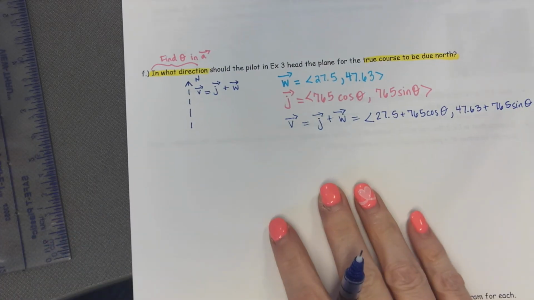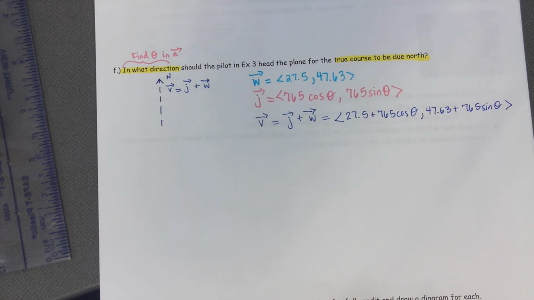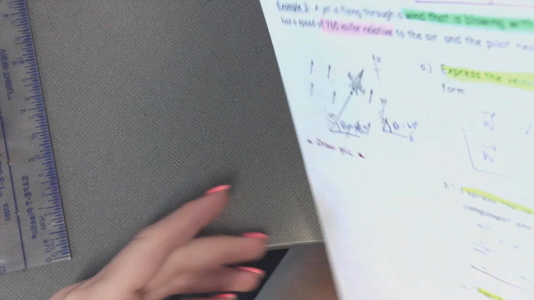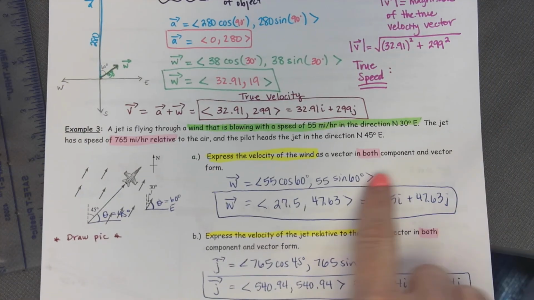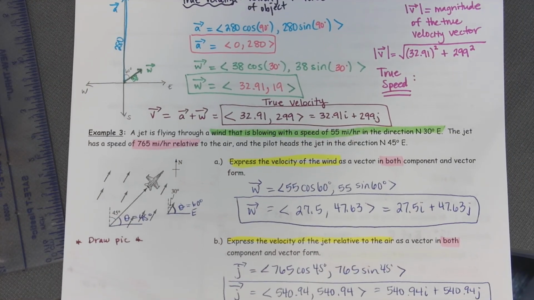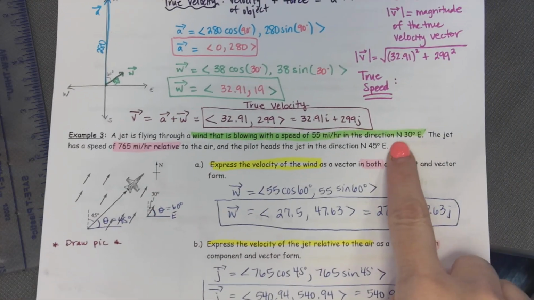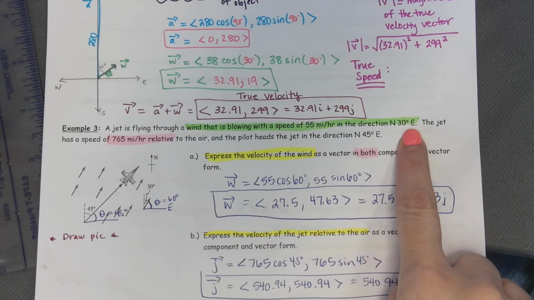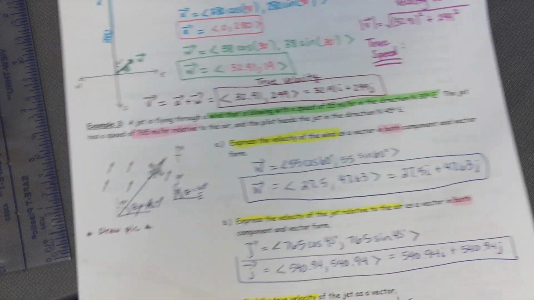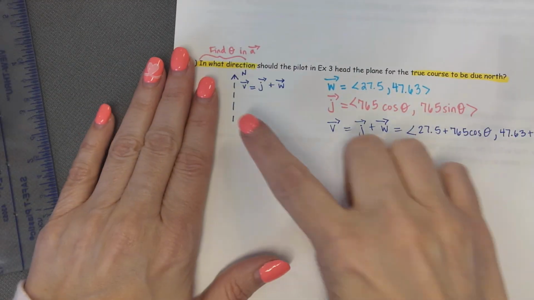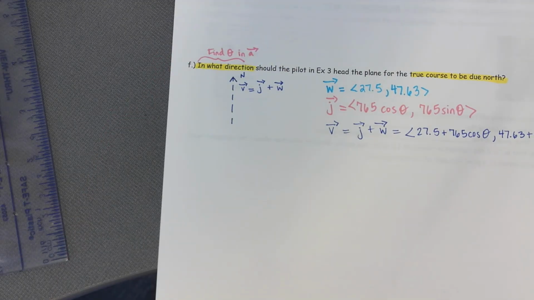Okay, so we're going to have to find a way in order to solve for theta, and it's going to be based on where you want to go. So based on what we know about the wind from last time, remember that the wind was flying in the direction north 30 degrees east. So the theta value was 60. We're going to draw that on our picture.